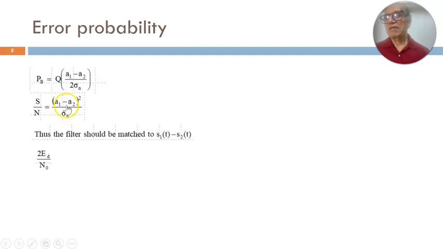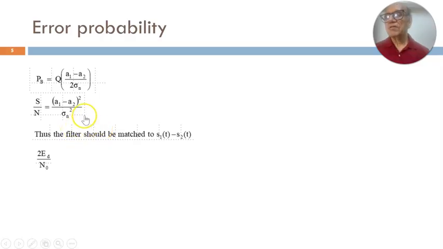So what we'll do is we'll equate this signal to noise ratio to this and obtain the expression for this parameter. So this parameter then can be written in terms of ED, and ED itself is the energy of the difference signal, which can be written in terms of S1(t) and S2(t), and therefore we'll obtain the expression for the bit error probability in terms of S1(t) and S2(t).